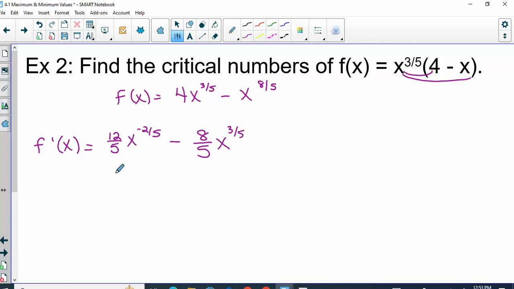Okay, what would happen if I pulled out, what if I just took out the 1/5 so we didn't have a fraction? And when we factor out variables, we always factor out the smaller power, right? What's smaller, -2/5 or 3/5? So if I take that out, I would have a 12 left in the first term, minus 8 in this term. When you factor, you're subtracting exponents, right? So what would be 3/5 minus -2/5? 5/5, or just 1.